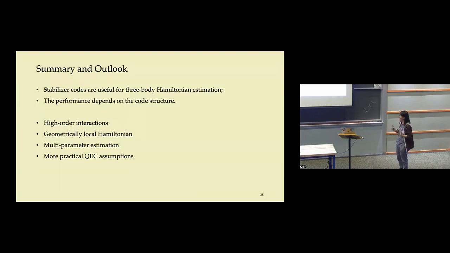Also, what happens if we don't just want to estimate the strength of the entire Hamiltonian, but want to estimate different parameters corresponding to different terms, which gives you a multi-parameter estimation problem. And finally, since we have this very strong assumption about doing very fast and perfect quantum error correction, we can ask what happens if we remove some of these assumptions. And yeah, that's all. Thank you for listening.